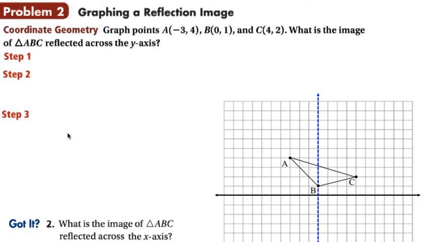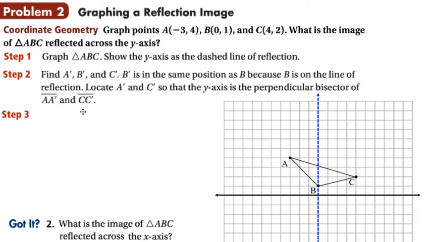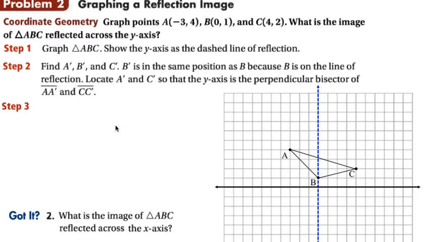Graphing a reflection image. Here we have points A, B, and C that form a triangle. What is the image of triangle ABC reflected across the y-axis? I've shown the y-axis in blue here in the video. The first thing you want to do is plot these points A, B, and C and that line, and I've already done that for you. The second step then is to find the coordinates of the image.